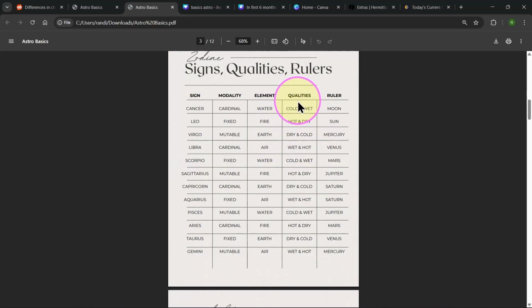Now there are different quality systems that assign air as, I believe, wet and cold, and there's variations. So again, you're going to work with what you find, and then when you learn more, if it works better for you, you're going to switch. That's just how learning astrology goes. And then the traditional ruler of each sign. So moon rules Cancer, sun rules Leo, Mercury rules Virgo and Gemini, Venus rules Taurus and Libra, Mars rules Scorpio and Aries, Jupiter rules Pisces and Sag, and Saturn rules Capricorn and Aquarius.